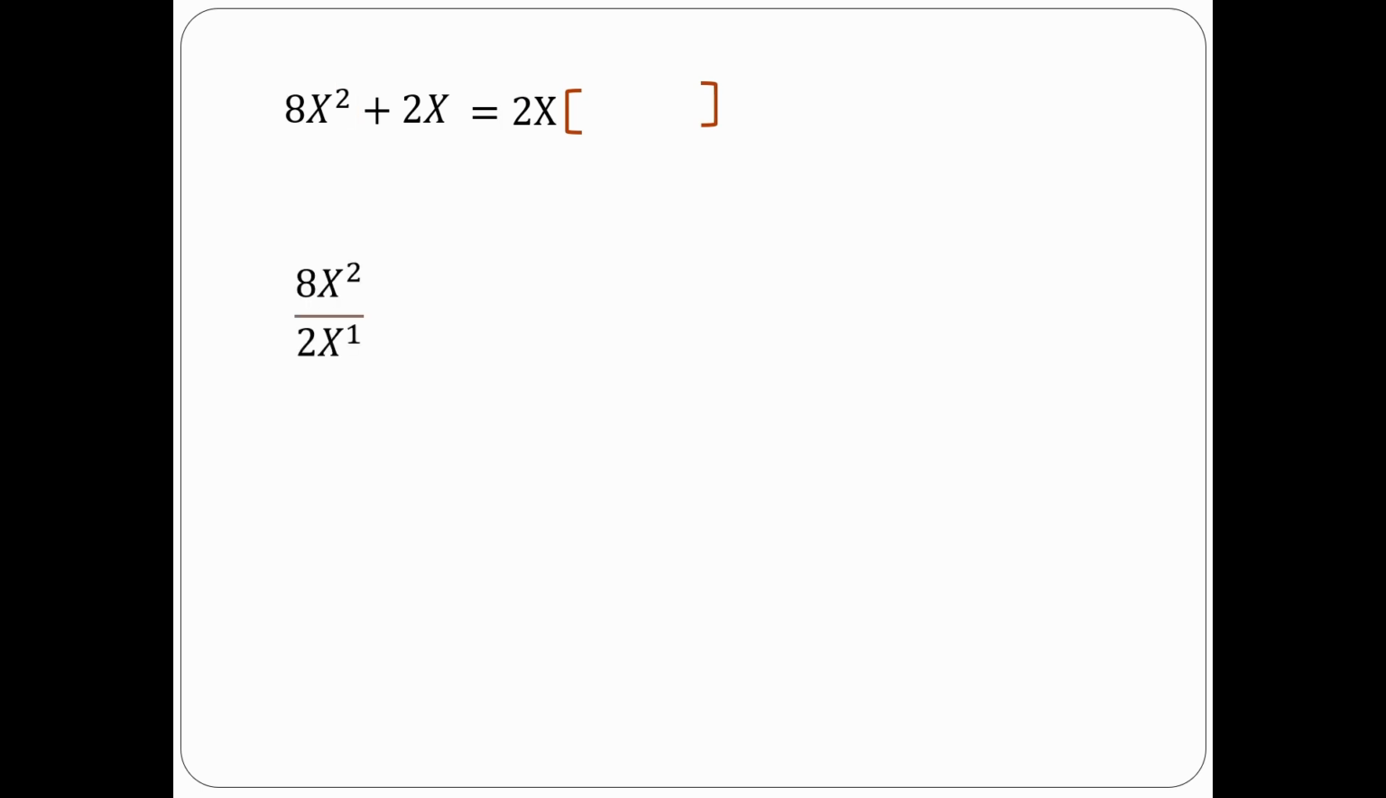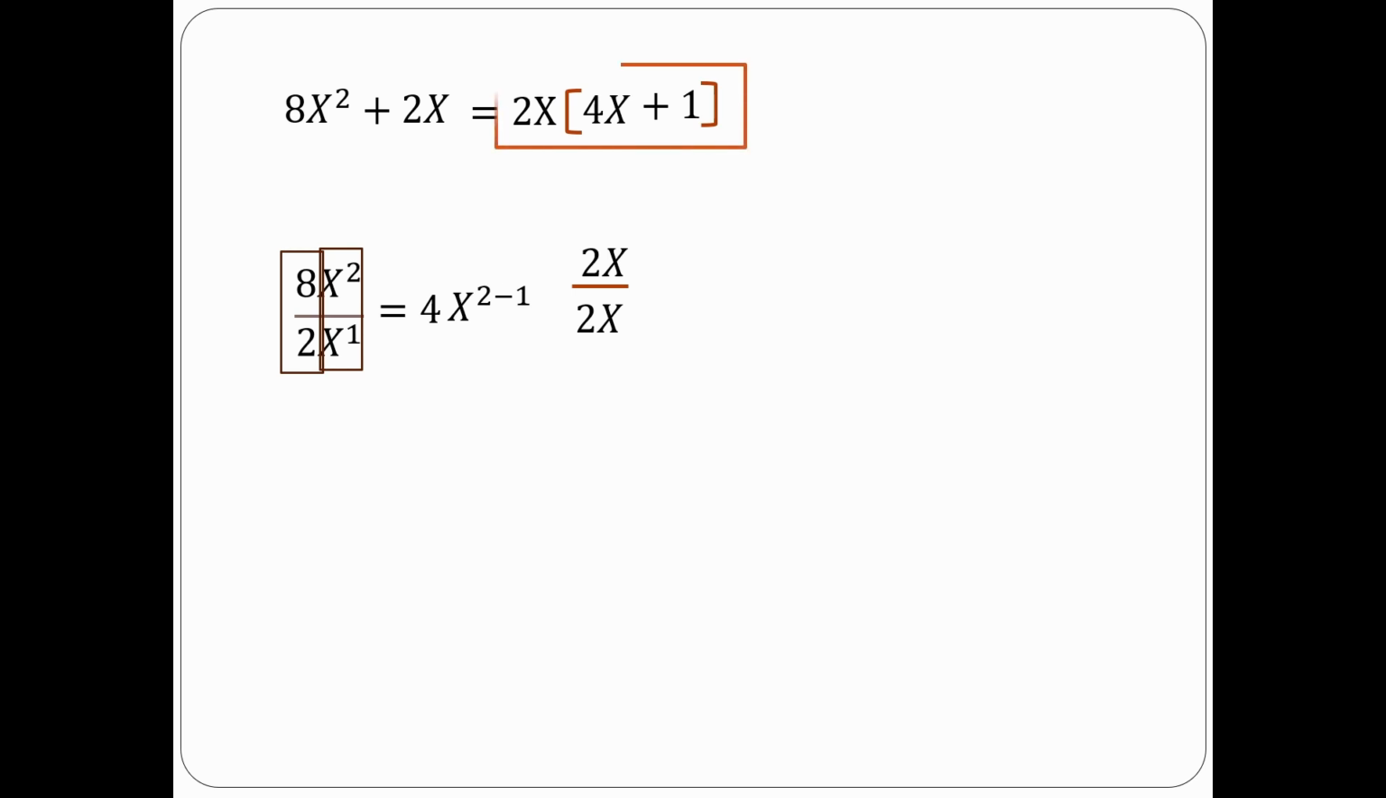Now what is 8x squared divided by 2x? So 8 divided by 2 is 4. And x squared divided by x to the 1 is x to the 2 minus 1. And so 8x squared divided by 2x is 4x. Then 2x divided by 2x is positive 1. So our final answer is 2x times (4x plus 1).